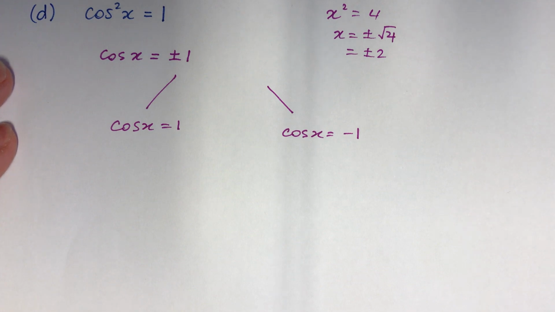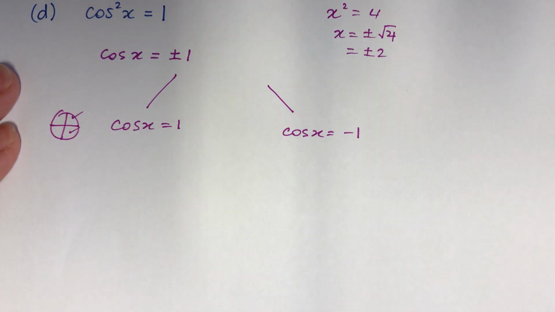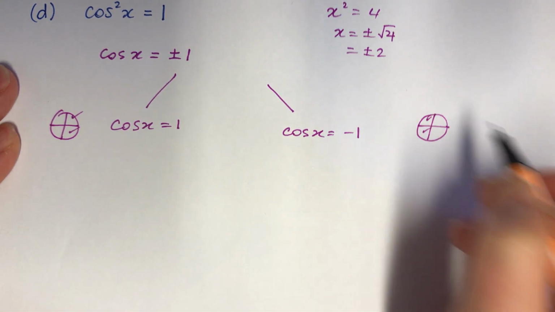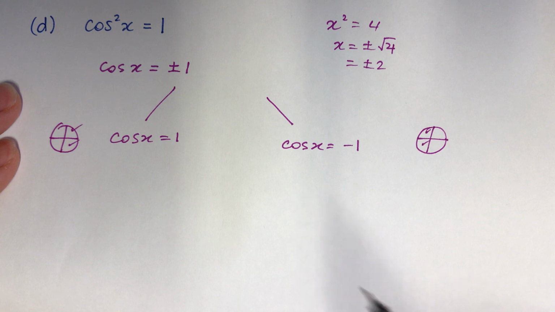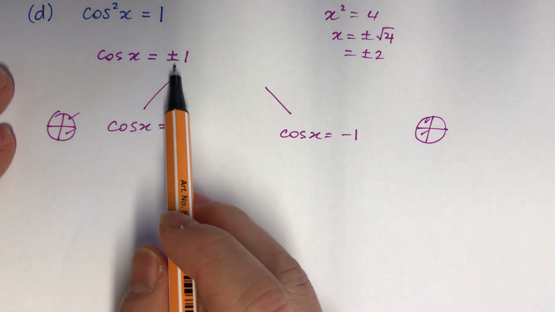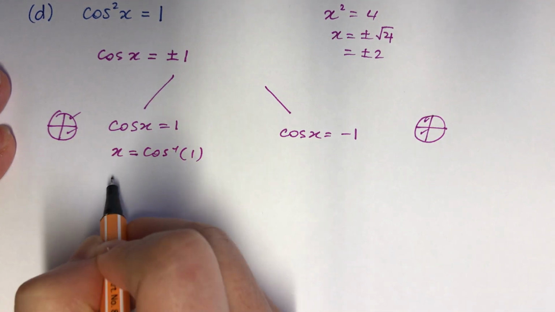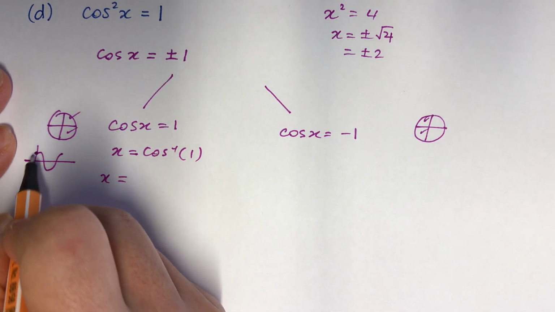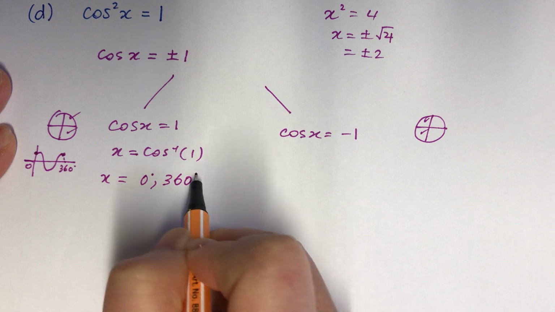Okay, so let's have a look at this. When cos x is positive, it's the first and fourth quadrant. When it's negative, it'll be second and third. So really, when it comes to a square, you will get all 4 quadrants, not just 2 of them, because it's a plus minus. So when cos x equals 1, when do we get 1? Here, when it's 0, and here, which is 360. So it'll be 0, 360.